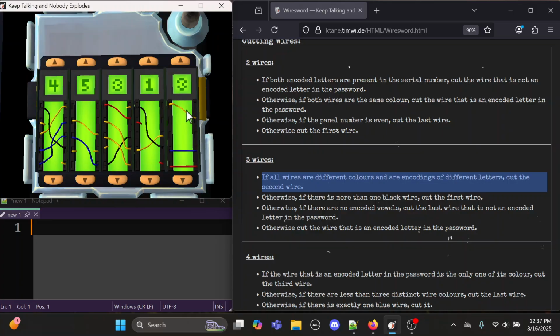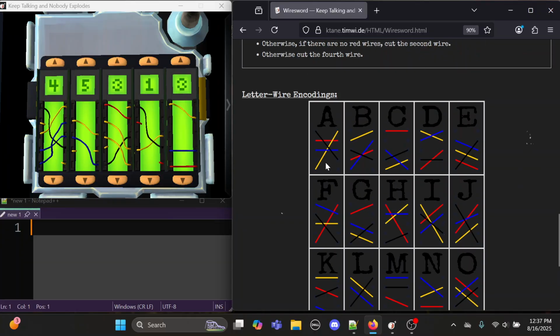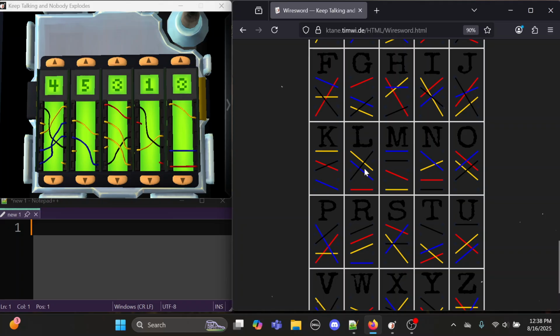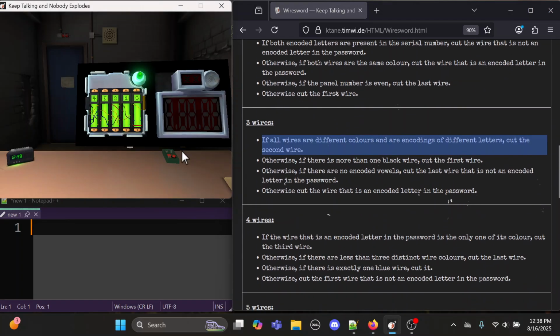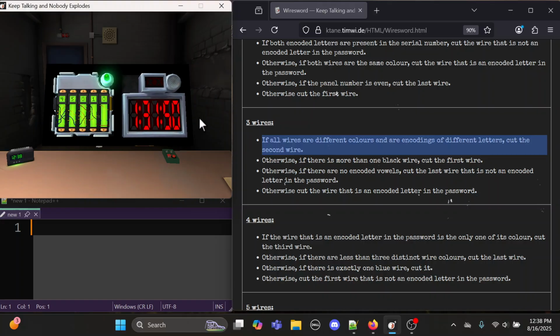If all wires are different colors, which they are, and all encodings are different letters, let's take a look. So this is a delta for yellow. We do not have any of those cases apply. There's no 4 to 4 for blue. There's 4 to 4 for black. If it was black, that would be an issue. And there's no 5 to 5 for red. 4 to 4 for blue. 5 to 5 is Lima for red. The 4 to 4 is not Lima for blue. So this also applies. We're going to cut the 2nd wire. And just like that is a solved module.